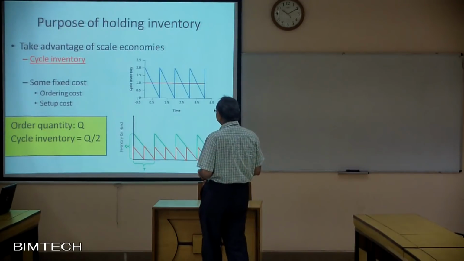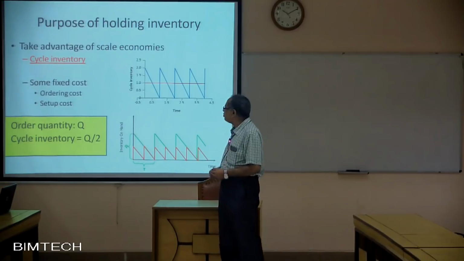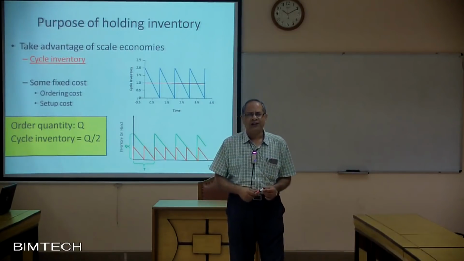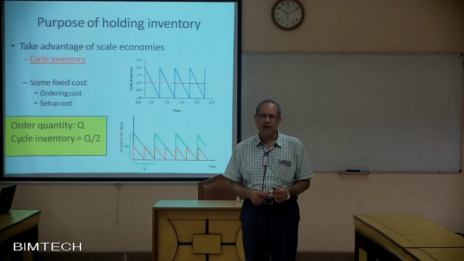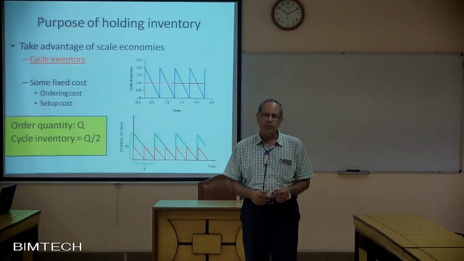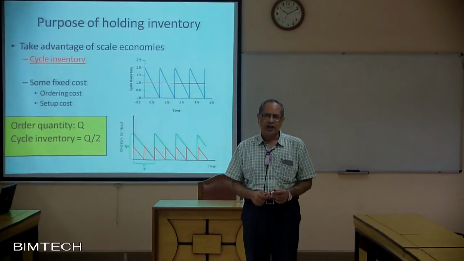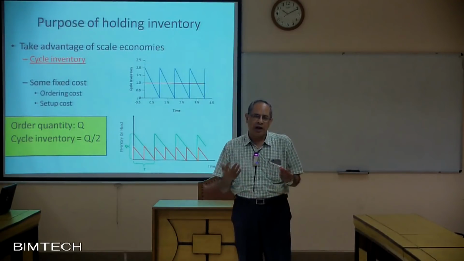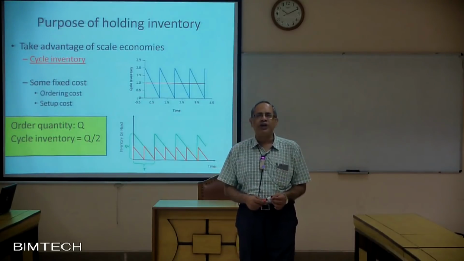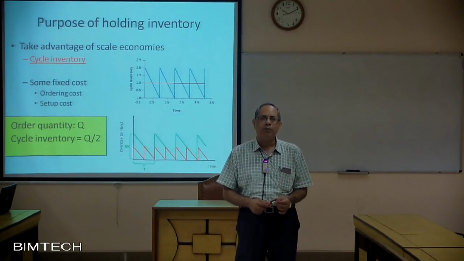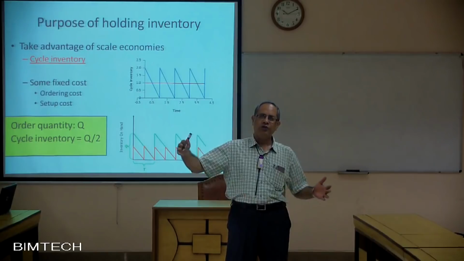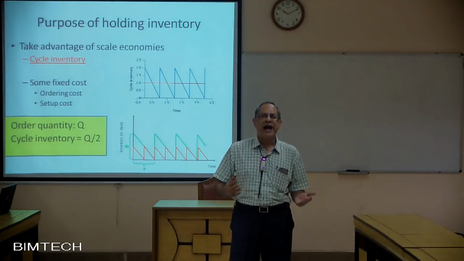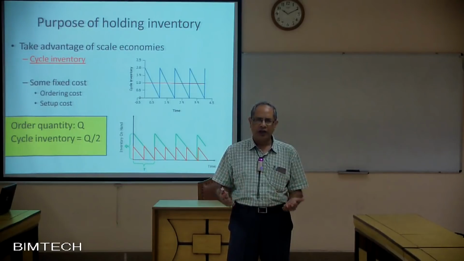So the first reason or the first purpose of holding inventory is that there are fixed costs involved in the supply chain, and the moment you have fixed cost, you would want to minimize the allocation of that fixed cost on a per unit basis, and therefore you would want to carry some kind of, let's say, batch or lot.